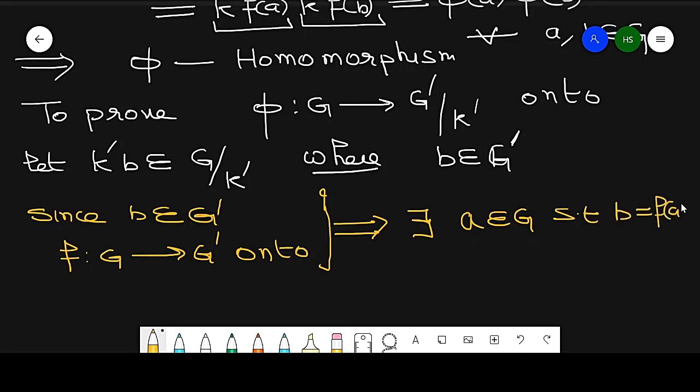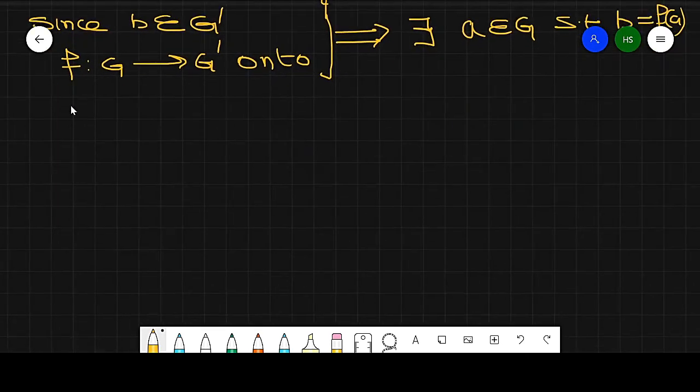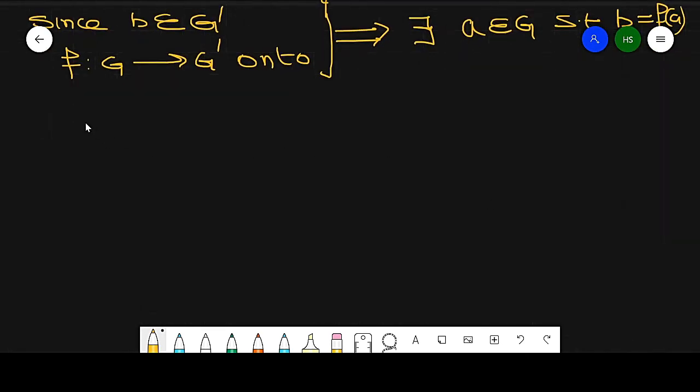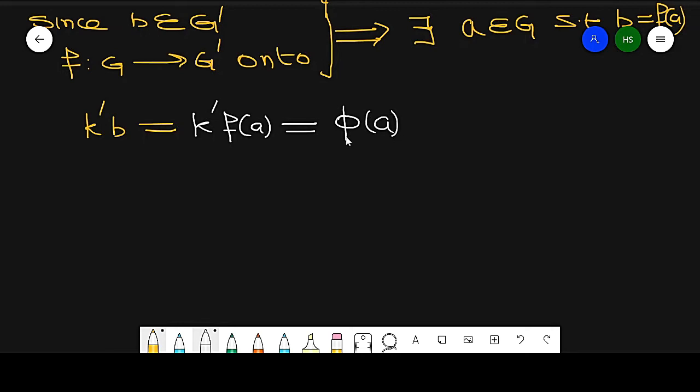of A, this value. Now here I write this as K dash into B. So what is the value of B? The value of B is f of A. So what is the value of this function? So this is equal to phi of A. So what we get? We get every element from right hand side has a pre-image.